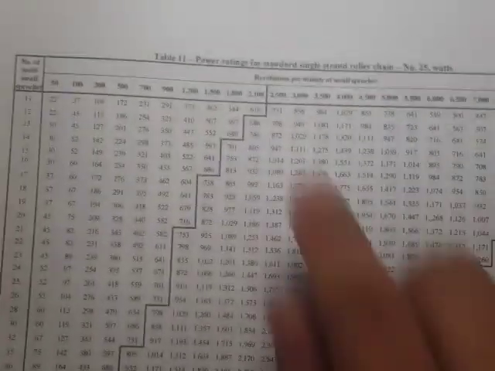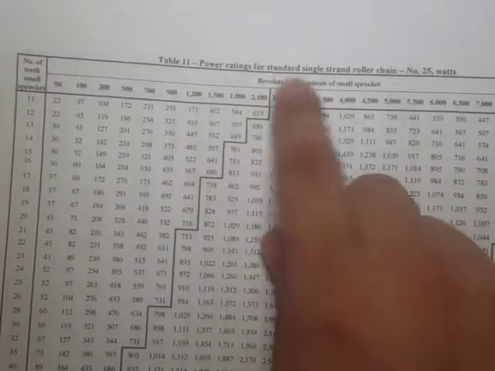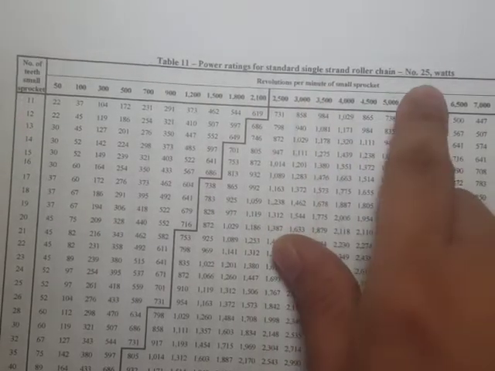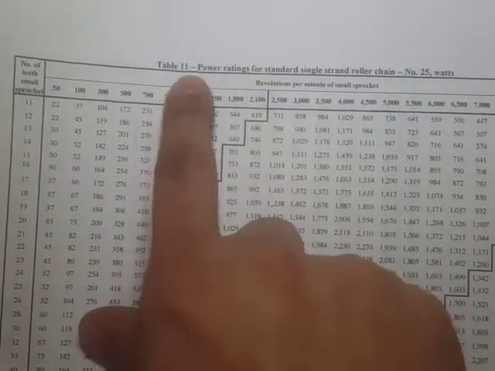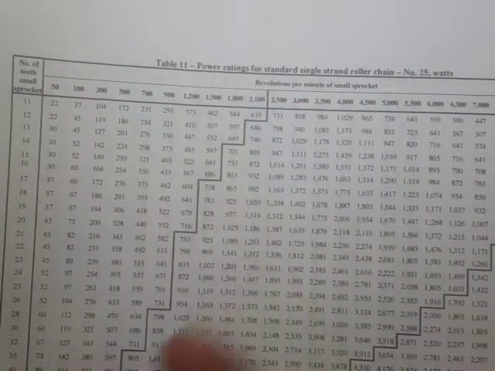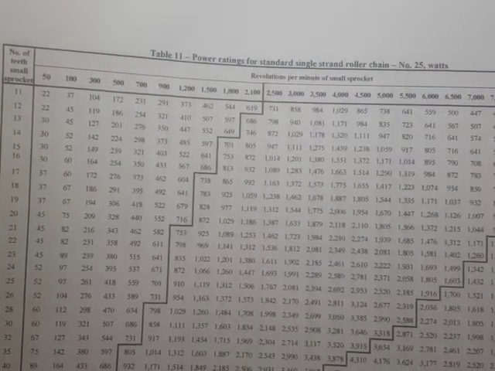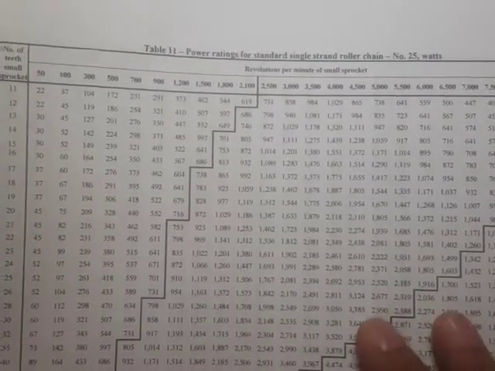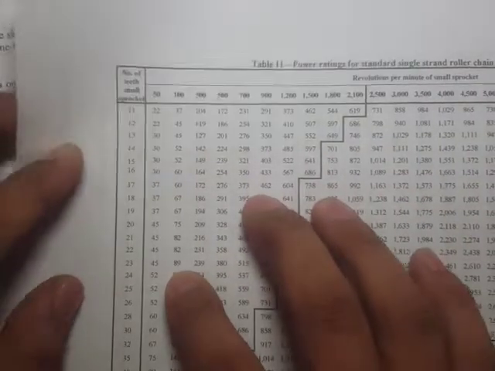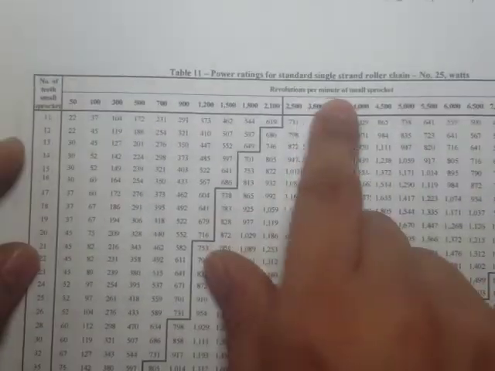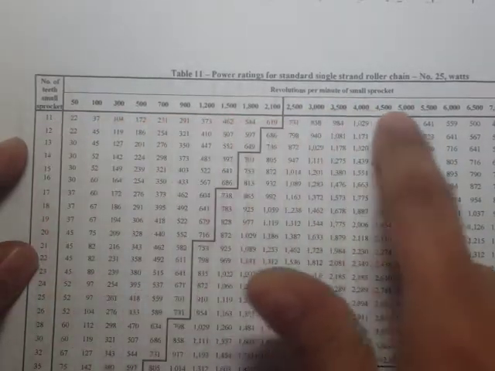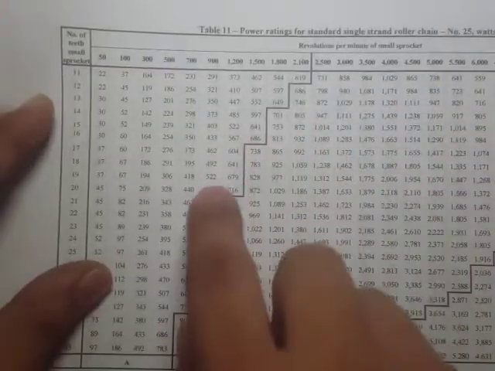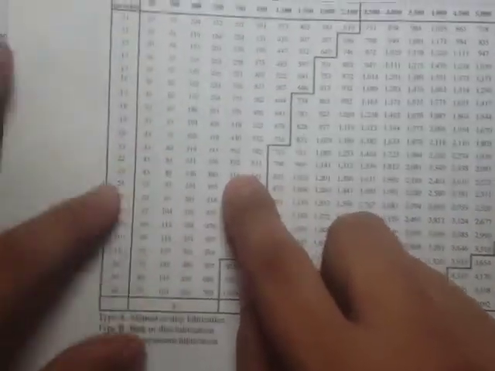Now starting from table 11. Table 11 is the power ratings for standard single strand roller chain number 25. This is table 11 to, I guess, table 19. That's simply the power ratings of a single strand, something like the power capacity of the chain per single strand. What you will need here is, if you know the RPM of the small sprocket, or the faster sprocket, you'll see right here that's the RPM, and here's the power capacity.